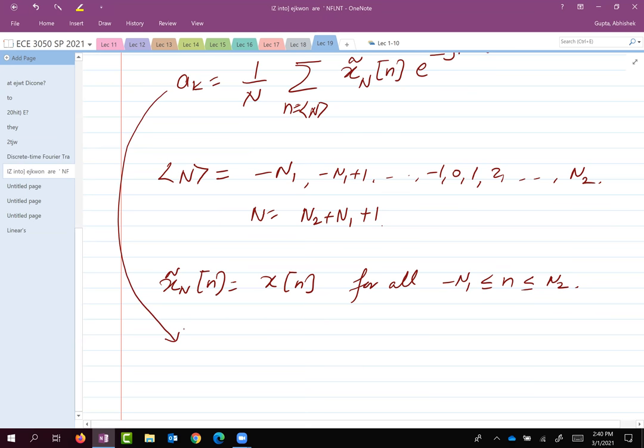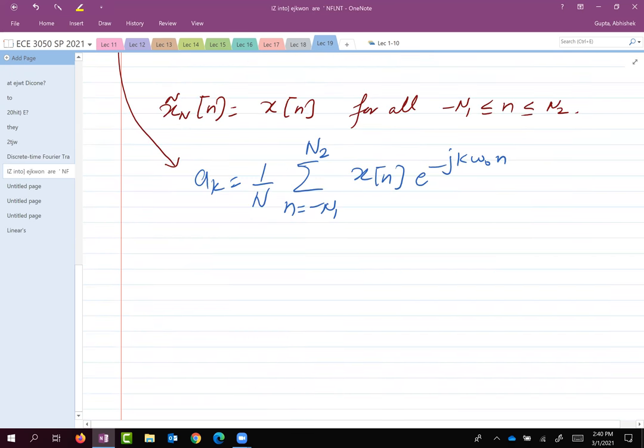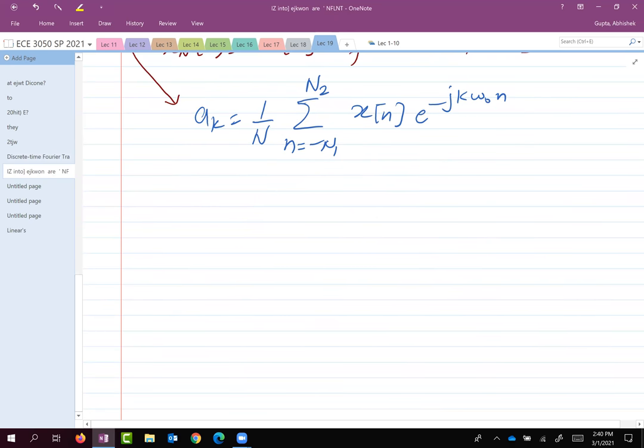So from this expression, I conclude that a_k is equal to 1 over N, summation n equals minus n1 to n2, x of n e raised to minus j k omega naught n. Now I know that my x of n has finite support, so I can let the summation limits go to infinity, the summation is the same, because x of n is equal to zero outside of the minus n1 to n2 interval.